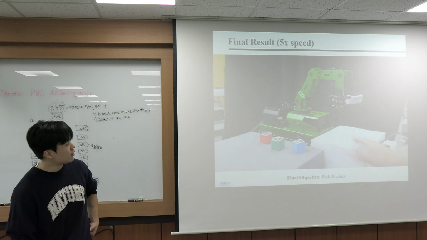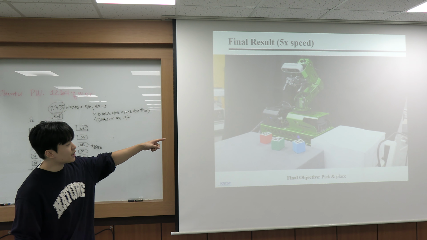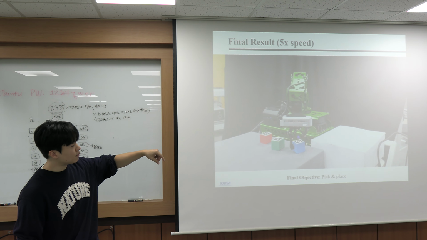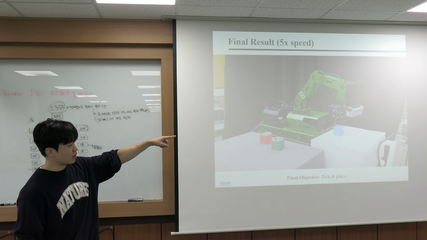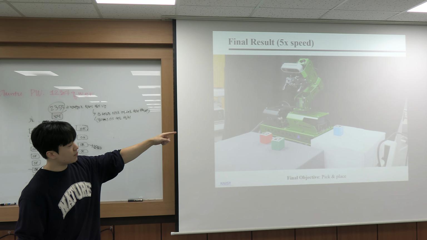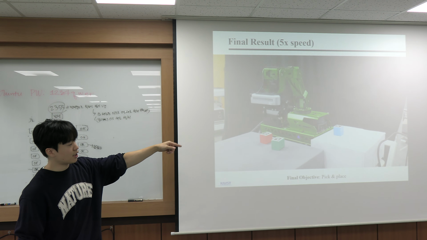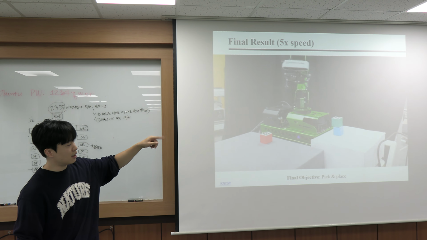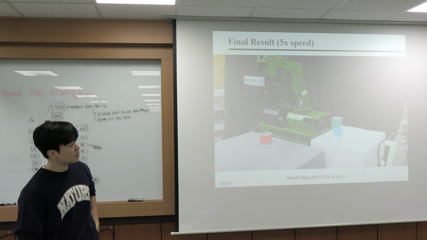So this is the final result video. The three boxes are randomly posed, and then the robot picks them up by detecting the RF marker shown there, and then places them at the target location. So in this video, the three boxes are stacked up on top of each other.